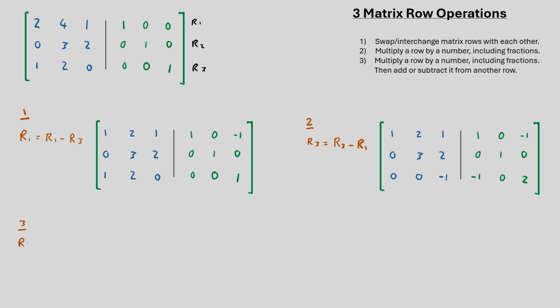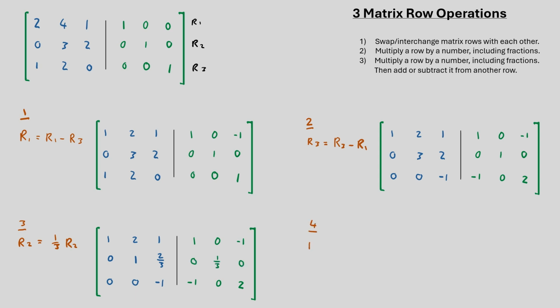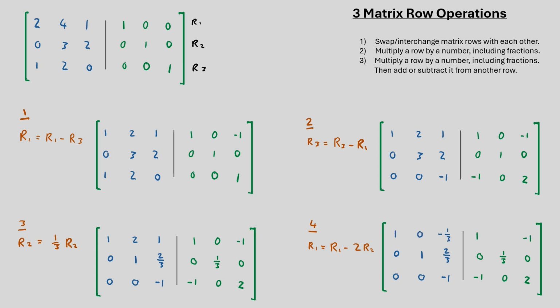For a third step, we can multiply the second row by 1/3 to give us 1 in the middle position of the left matrix. Now we can multiply row 2 by 2 and subtract it from row 1. This will give us the 0 that we want in the top middle position of the left matrix. And in the right matrix, 1 and negative 1 will remain the same in row 1, but the 0 becomes negative 2 over 3.